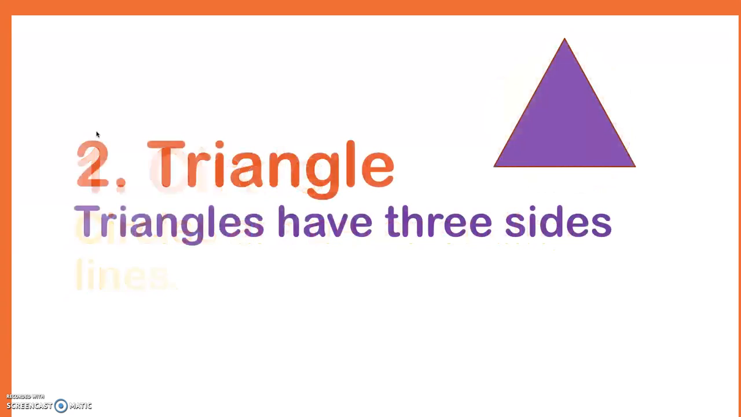Next, our next one is the triangle. If you look at the screen, triangles have 3 sides. Triangles will always have only 3 sides. If you count them, you can count 1, 2, 3. Triangles will have 3 sides. Again, they come in all different shapes and sizes.